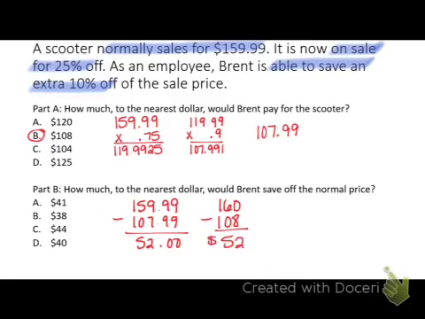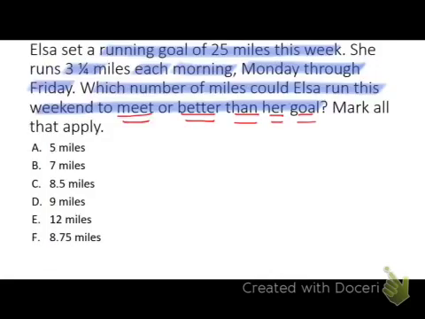This is one of those typos where there was not an answer choice, so you would have to recognize that the difference was $52. Elsa is trying to run 25 miles this week. She is running 3 1/4 miles each morning, Monday through Friday, and we want to know how many miles she has to cover over the weekend in order to reach that 25-mile goal.